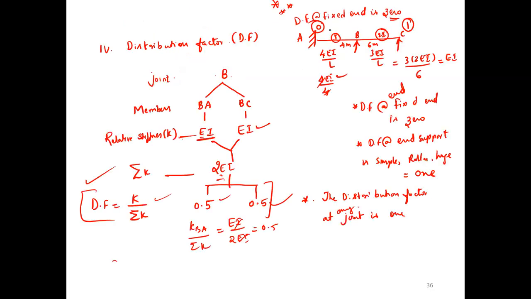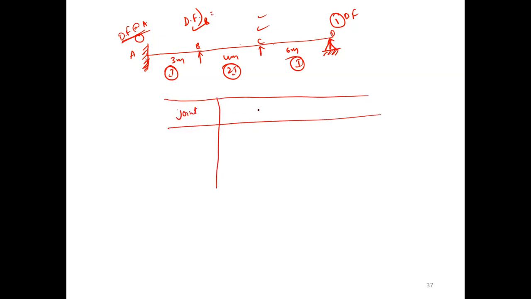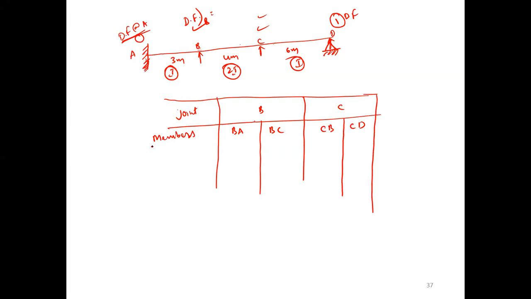How to find? See, these are the steps. Earlier you had one intermediate joint, but here you have two intermediate joints. If it is difficult for you, make a table. I have taught you a lot using tables. So, what are the joints? B and C. What are the members for B? BA and BC. For C, CB and CD. Members are done.